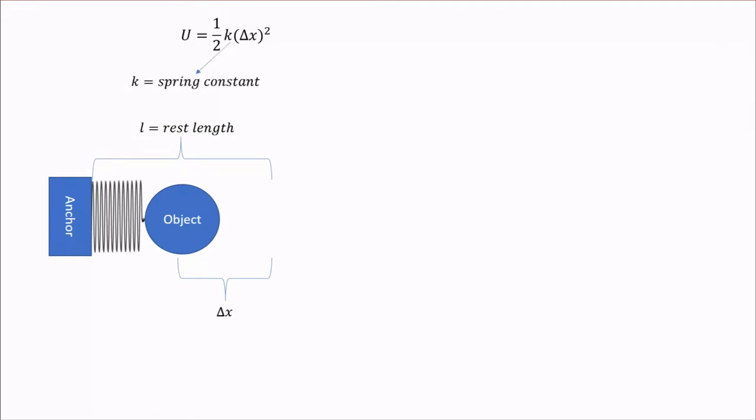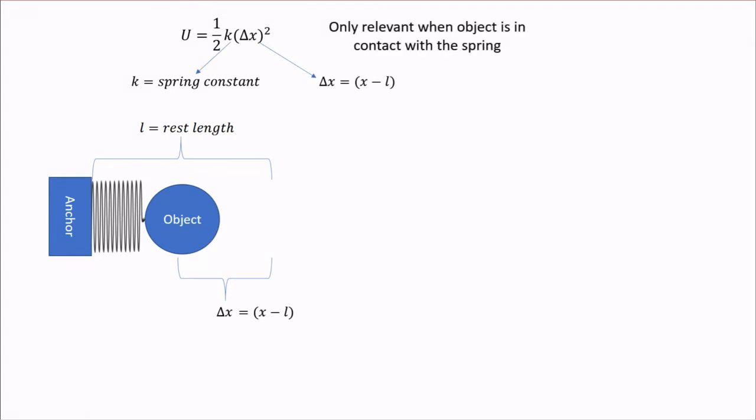Recall that k is the spring constant, which depends on the spring involved. Delta x can also be written as this, where x is the position of the object and L is the rest length of the spring. It is just a measurement of how compressed or stretched the spring is. You should also note that this potential is only relevant if the object is in contact with the spring, or attached to it. If there just happens to be a spring 100 meters away, but the object is not attached, then there won't be any spring potential, since there isn't any spring force.